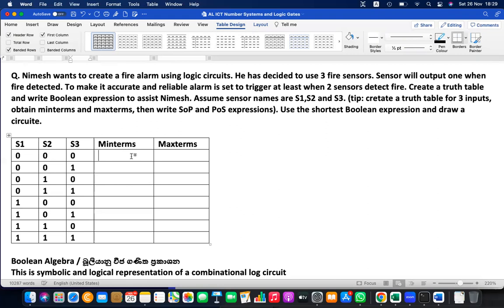Okay, then the min terms. Here A naught, B naught, C naught, because all are 0. But here the max term is A or B or C.